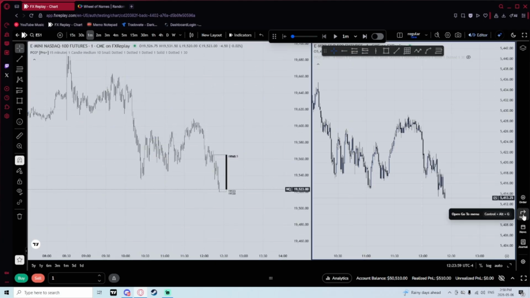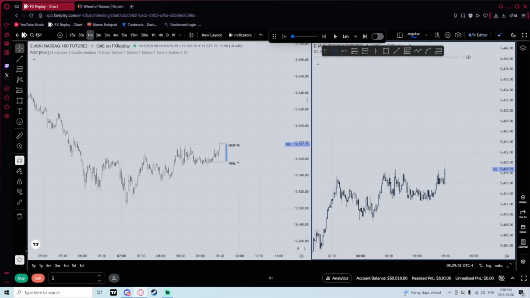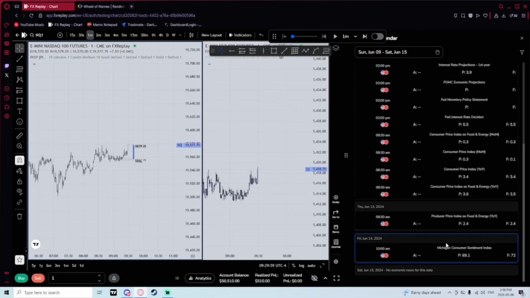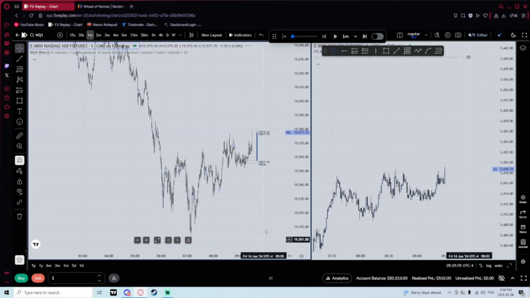That's it for this day. We're basically into Friday for how long we've been in that trade. Now, what do we have? We have 10 a.m. news, Michigan Consumer Sentiment Index. Haven't seen this news in a while.